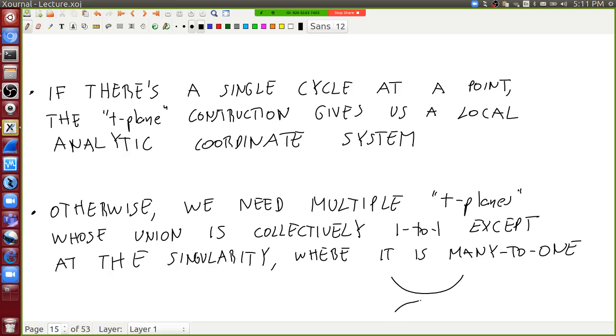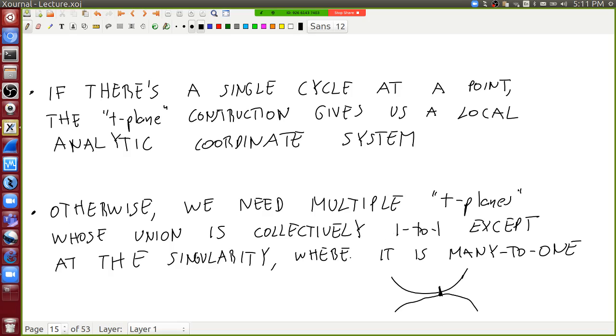We have multiple cycles, and they meet at a point, and this is kind of what it looks like. Think of it as a manifold. Is it locally Euclidean? It's almost locally Euclidean. It's like 2 planes that touch at a single point. So it's the union collectively. You can take all these different t-planes. They're collectively 1-to-1 except at the singularity where they're many to 1.